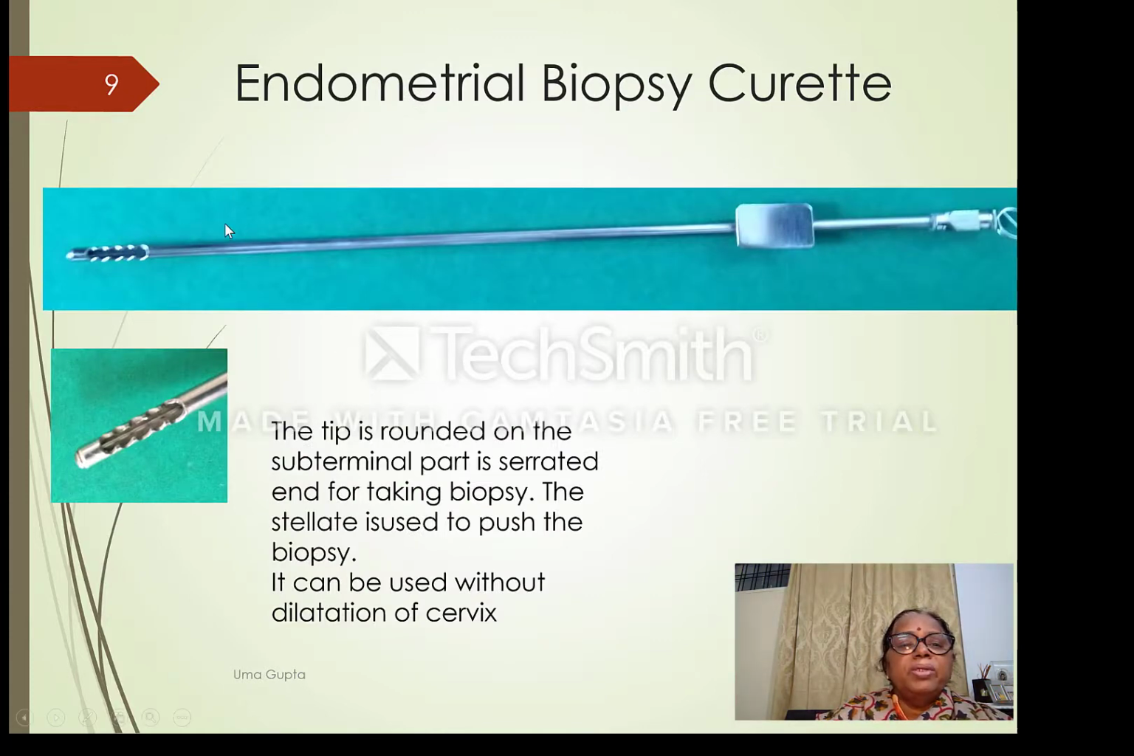Endometrial biopsy curette. Now, this comes with different names, but simply if you even remember that this is an endometrial biopsy curette, that is enough. There is Randall's, there is Novak's curette, but then it is an instrument which is having a round tip, and the subterminal part is having serrated edge, as you can see here, and there is a stellate which is also going in the center, the wire like device. And the advantage of this instrument is that you can obtain endometrial biopsy without dilating the cervix.